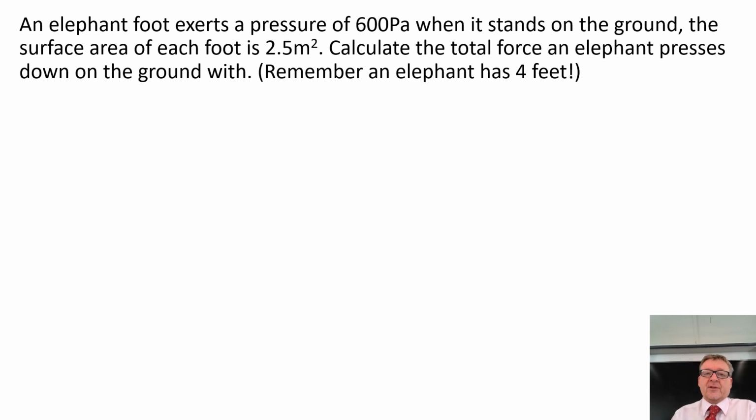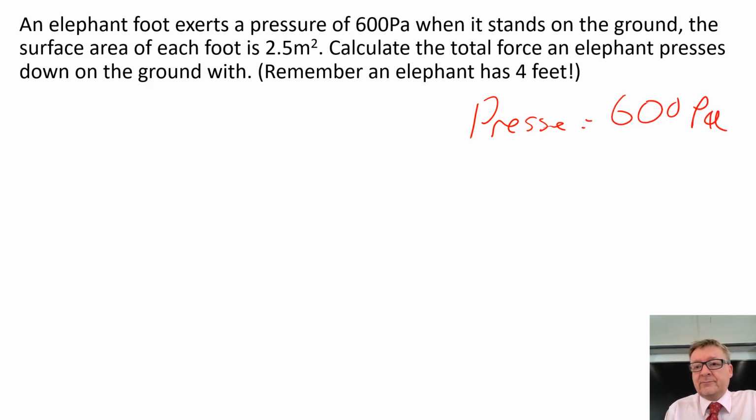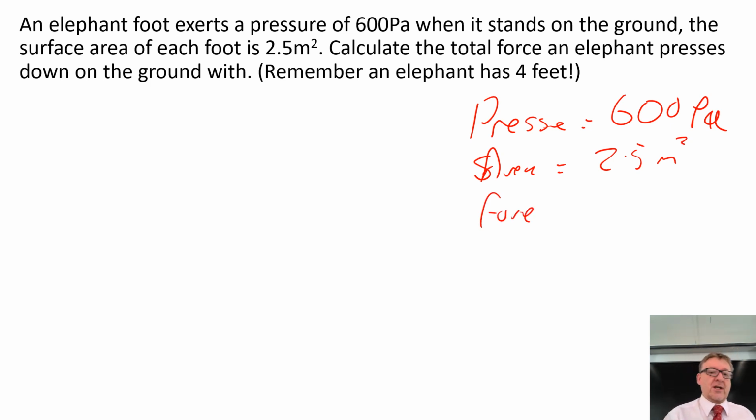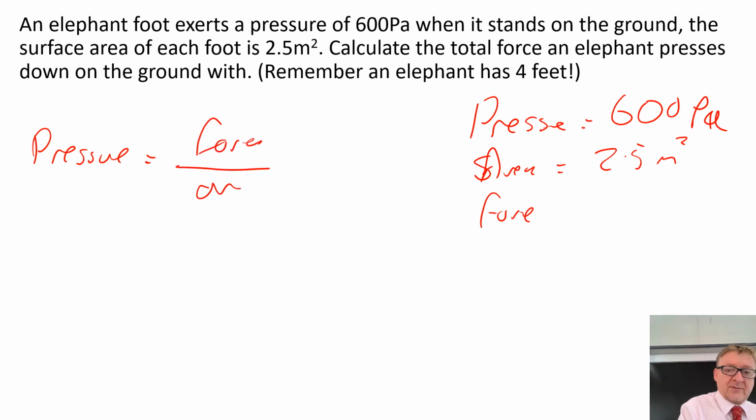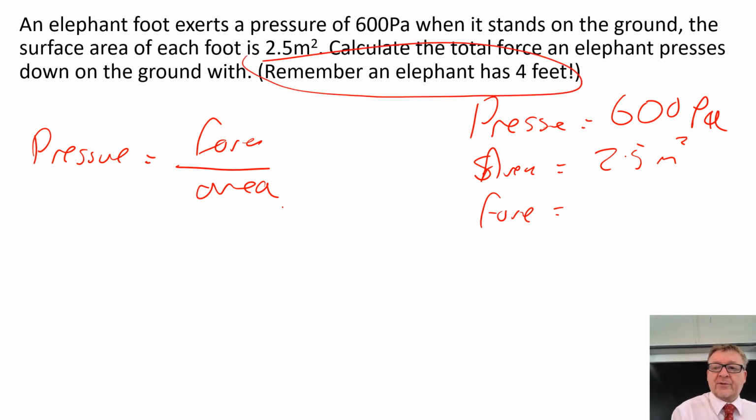Okay, so an elephant foot exerts a pressure of 600, so we've got pressure equals 600 pascals when it stands on the ground. Surface area, so area equals 2.5 meters squared. Calculate the force. So this time we've got pressure equals force divided by area. So our pressure, area and force, calculating the force.